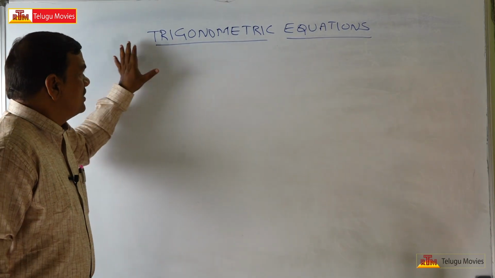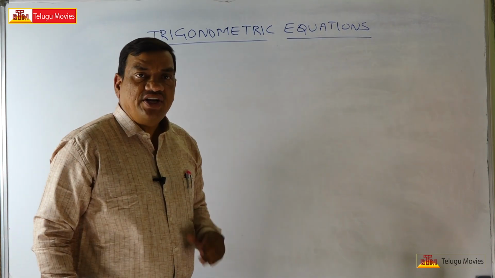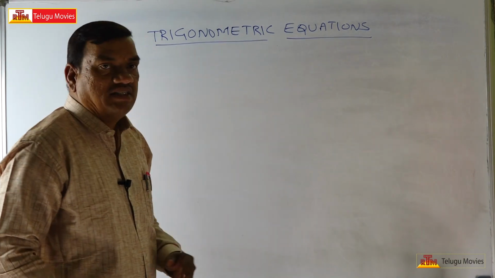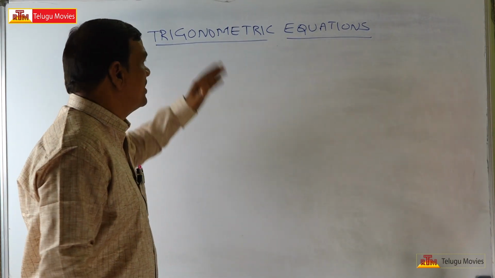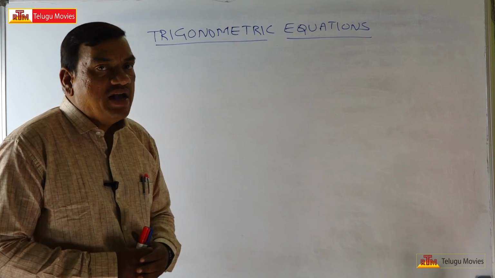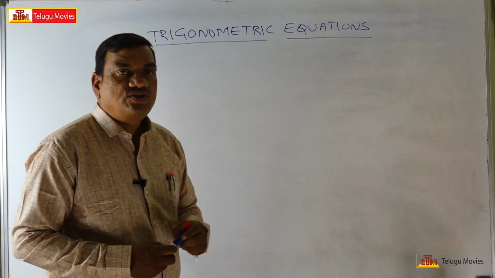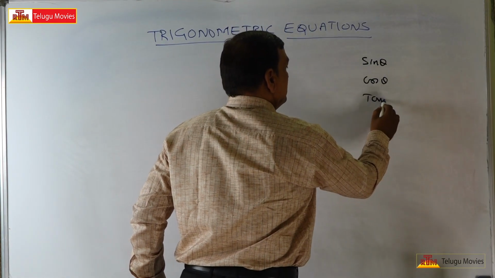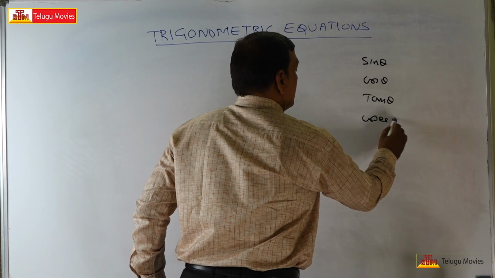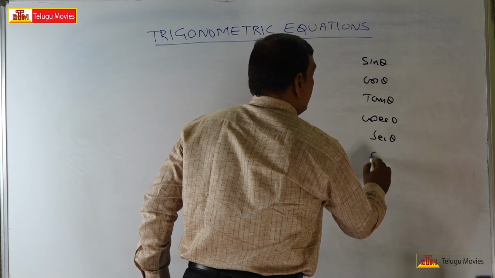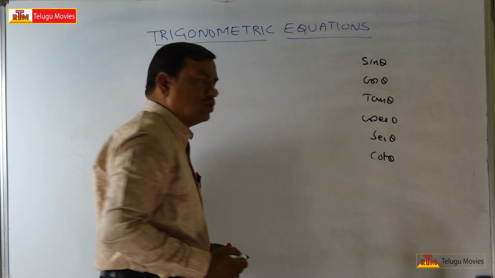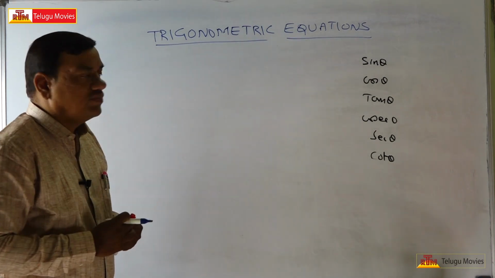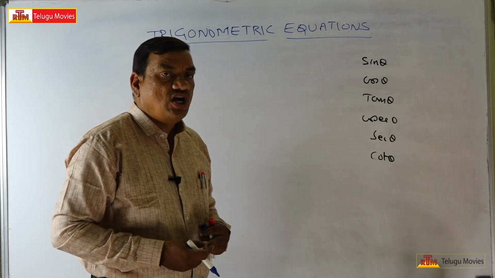So dear students, now the chapter name is trigonometric equations. You know what an equation is. Now what are trigonometric functions? We basically have six trigonometric functions. They are sin theta, cos theta, tan theta, cosecant theta, secant theta and cot theta. We also know for which angles of theta those trigonometric functions are defined.